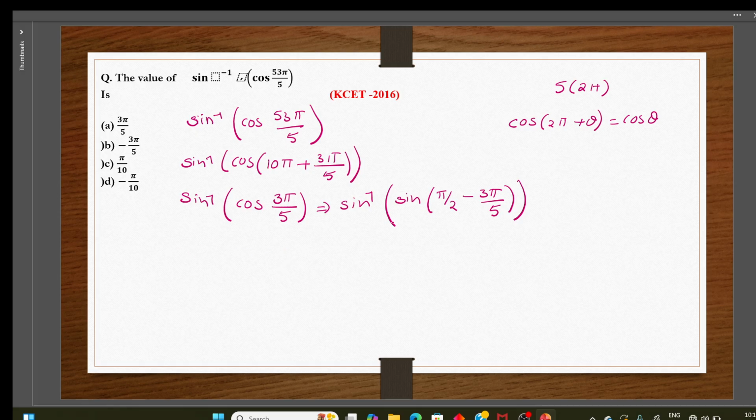Like, sin inverse sin is cancelled. We get pi by 2 minus 3 pi by 5. Okay, we get here 5 pi minus 6 pi by 10. So 5 minus 6 is minus pi by 10. Okay, so minus pi by 10 is the answer. Option D is the answer. Clear? This question is from KCET 2016.